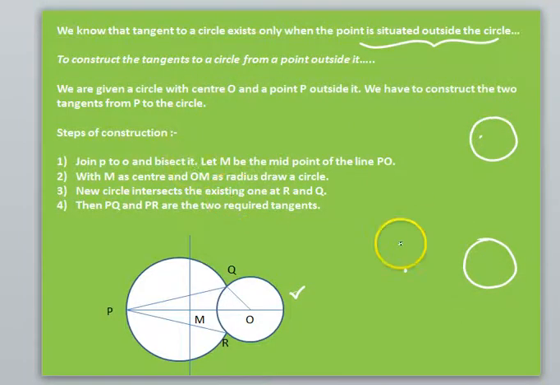Join P to O and bisect it. Suppose I have this as O here. I need to join both of them and I need to bisect it. So I bisect it like this. Bisecting means cutting it in the midpoint at 90 degrees. With M as center and OM as radius, draw a circle. If I call this M, this becomes my center, and with OM as radius, I draw another circle.